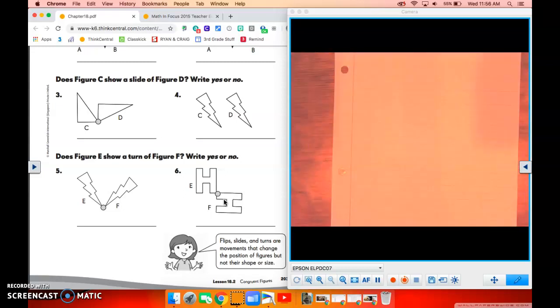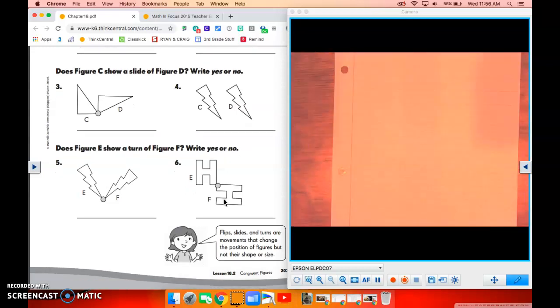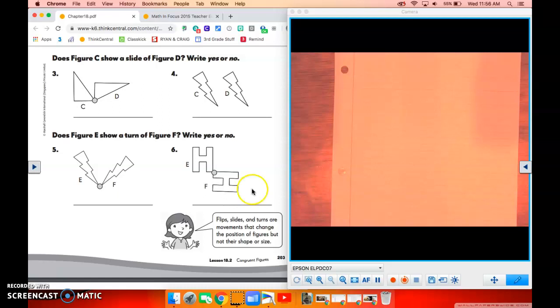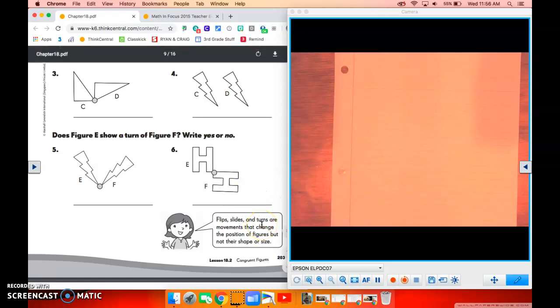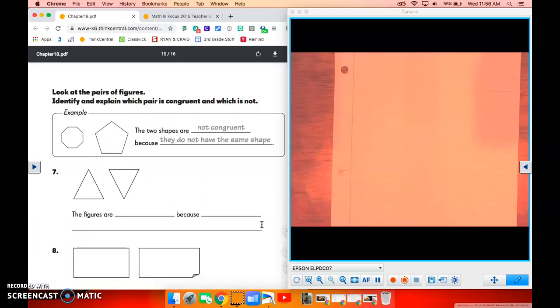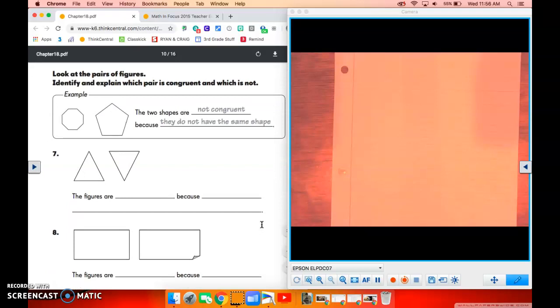Okay? If you answered yes, I would accept it, because that's what the book says. I just don't think it's correct. Flips, slides, and turns are movements that change the position of figures, but not their shape or size. So, look at the pairs of figures, identify and explain which pair is congruent and which is not.